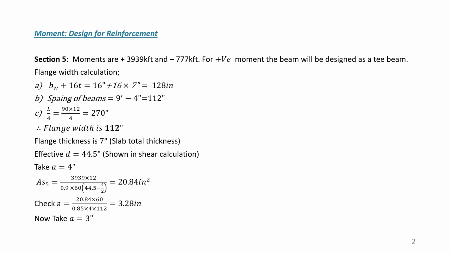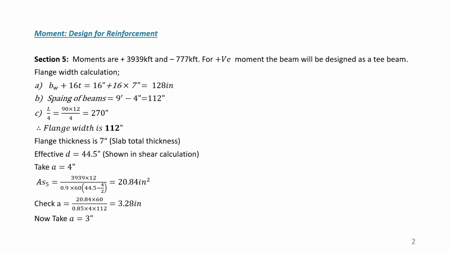This section is decided earlier. For positive moment, the beam will be designed as a T-beam. For the flange width calculation, as you have learned in previous bridge designs, bw plus 16t. bw is 16 and t is 7 inch. We decided this width and the slab thickness earlier. Then the spacing of the beam: 9 feet 4 inches, and that gives us a value of 112 inch.